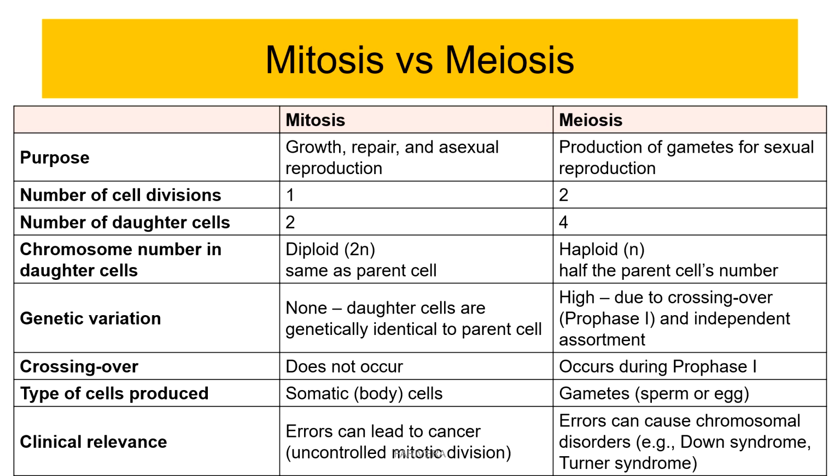So the clinical distinction is also important. Errors in mitotic regulation can contribute to cancer. Errors during meiosis can contribute now to chromosomal abnormalities or disorders. So do not simply memorize the number of cells produced, understand the biological purpose of each process.